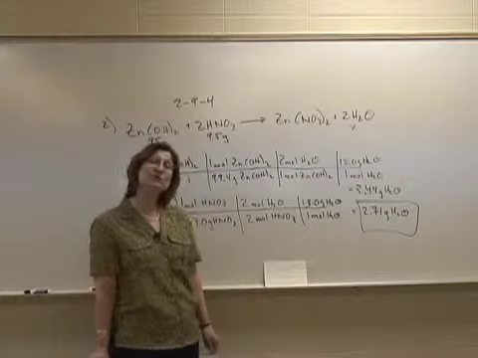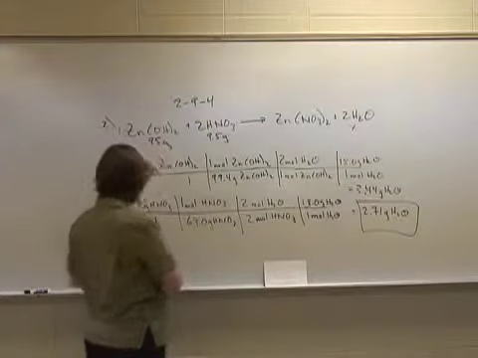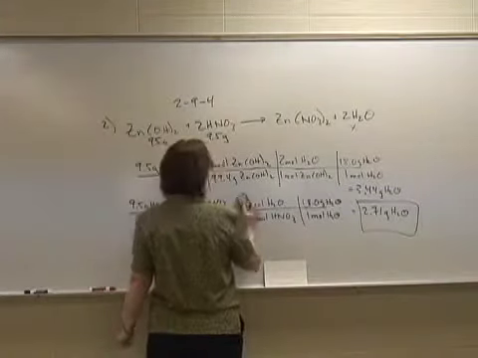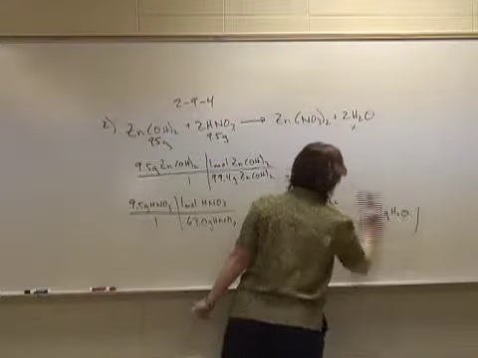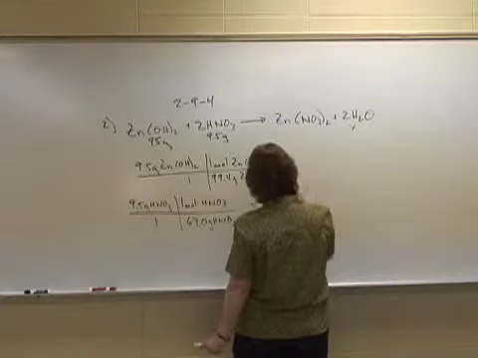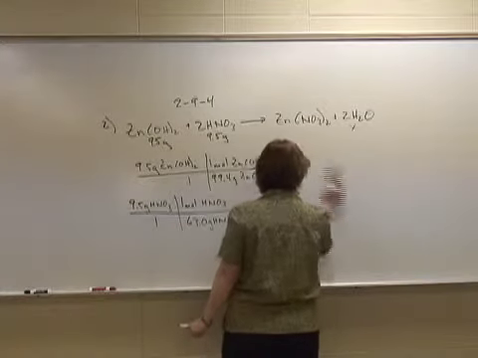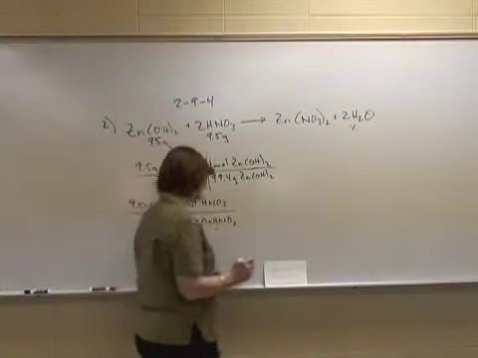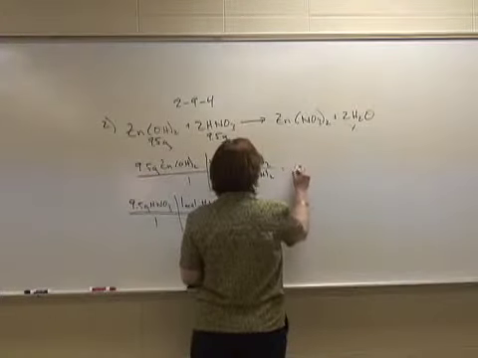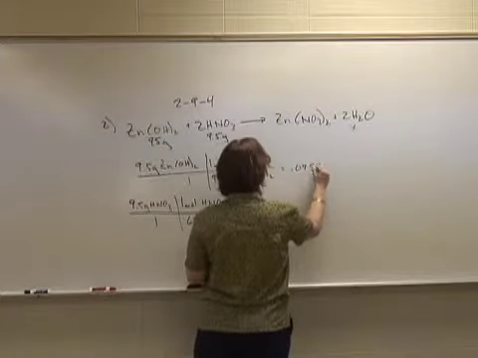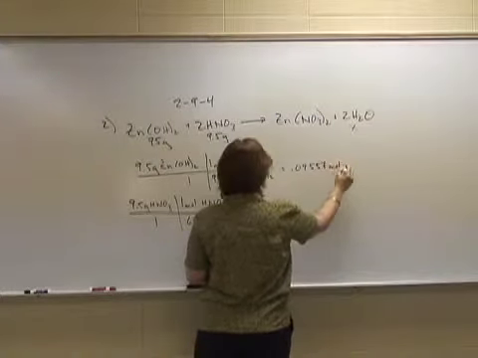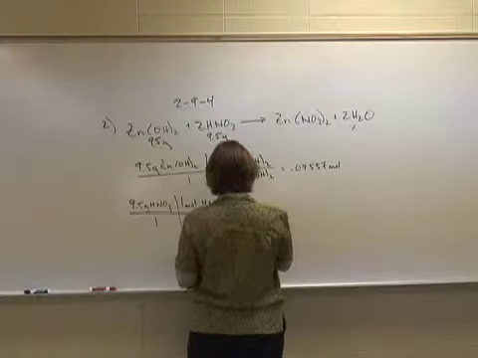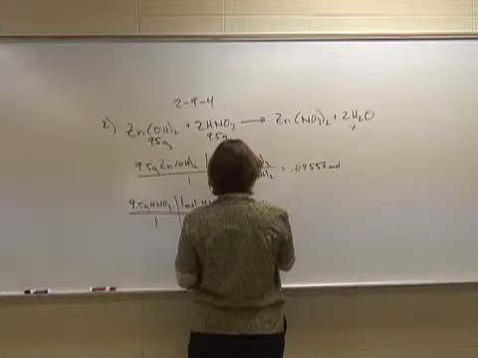Now, I could have also used the ratio from the balanced equation to determine what was my limiting reagent first, and I'm going to show that way. So I'll just go to moles first. I still change both of them to moles, and for the zinc hydroxide, I get 0.09557 moles, and for the nitric acid, I get 0.19114.